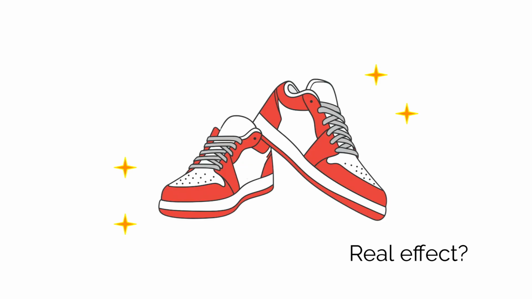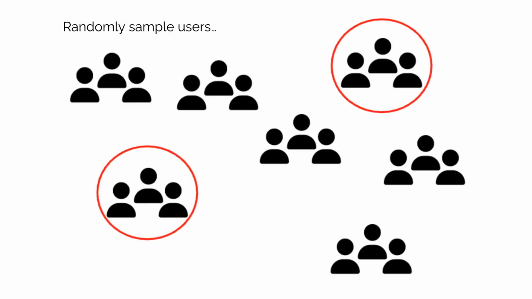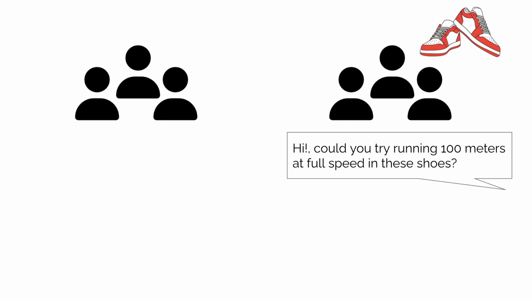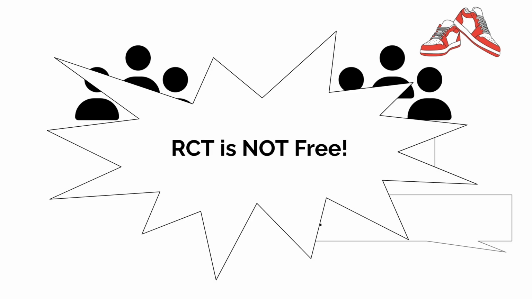The company admitted its mistake and has asked you to verify the true effect of these shoes. Your plan is to conduct a valid RCT. To create a fair comparison, you randomly select people, create two groups, and ask them, would you wear these shoes and run a 100-meter sprint at full speed? What happens? Not many people are willing to cooperate. Some might do it for money, but gathering a large sample size would be very costly. RCTs are not easy to conduct in the real world.